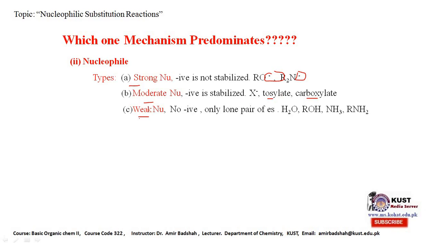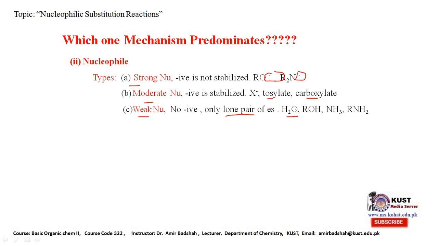The weak nucleophile has electrons but has no negative charge. Electrons are present in the form of a lone pair. This species can also act as a nucleophile, but that will be the weak one.